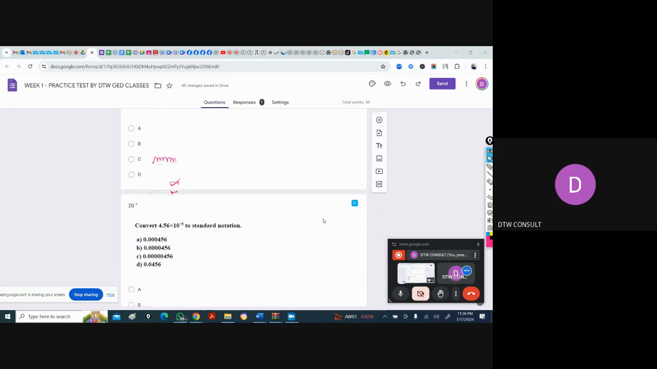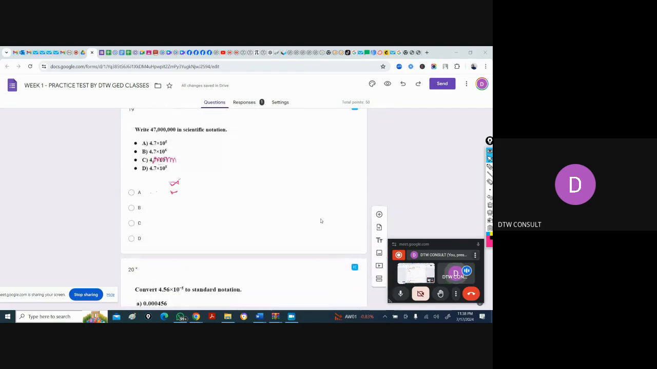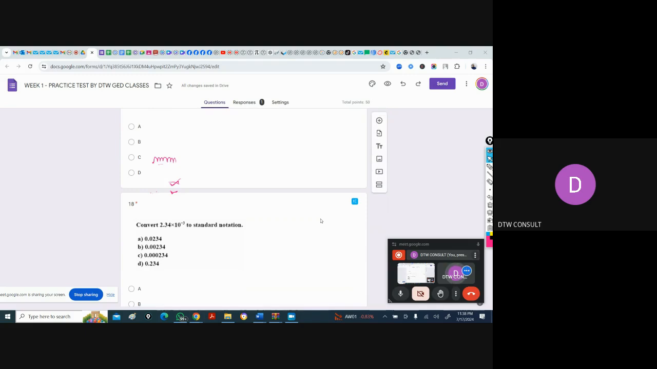Okay. Standard notation, is that all? So for standard notation, what you do is, it says convert this to standard notation. Standard notation is just your standard numbers, how you write your decimals, how you write your whole numbers. So when it says 10 raised to the power minus 3, once it's negative, we are going to move to our left.